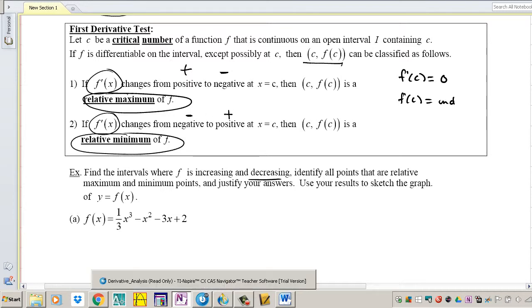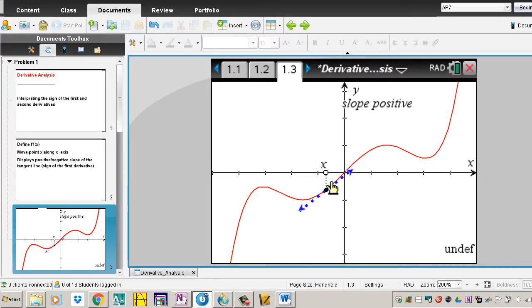So let's go ahead and just check that one more time. A derivative going from positive to negative is a max. Yes, that's true. And from negative to positive, it's a minimum. So yes, that's true.